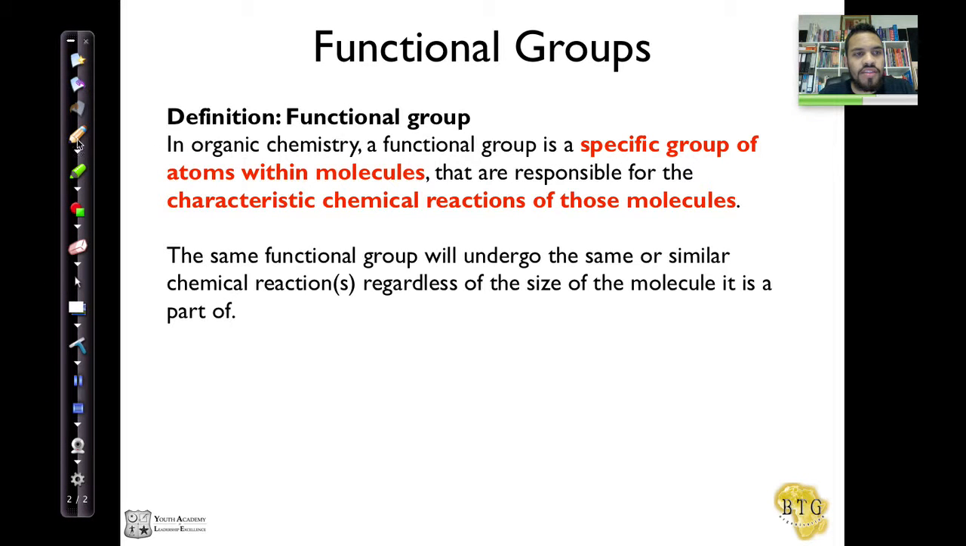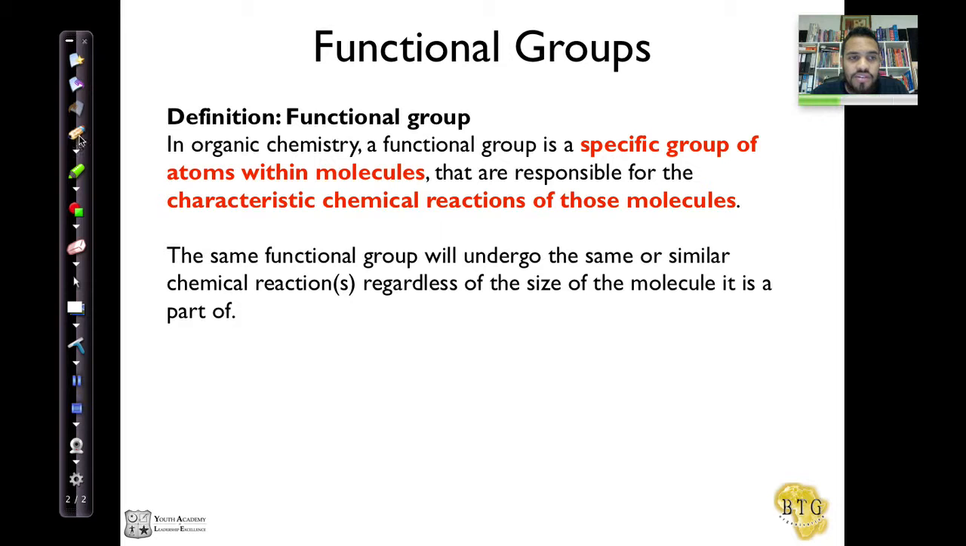When we start thinking about a functional group, we can say a functional group is really a specific group of atoms within a molecule. In fact, it can even be one atom or group of atoms, or even a type of bond that will form a functional group. The same functional group will undergo similar or the same chemical reactions regardless of the size of the molecule it is part of. That is the group that is really responsible for the characteristic chemical reactions of those molecules.